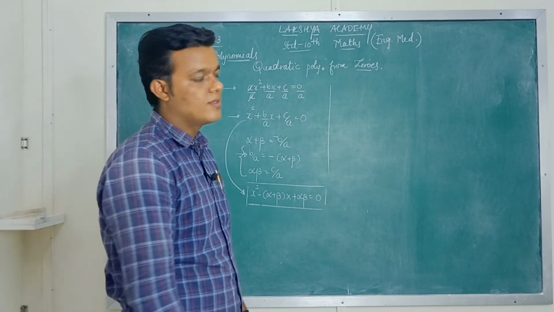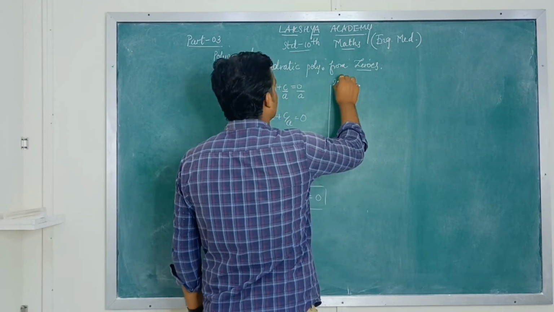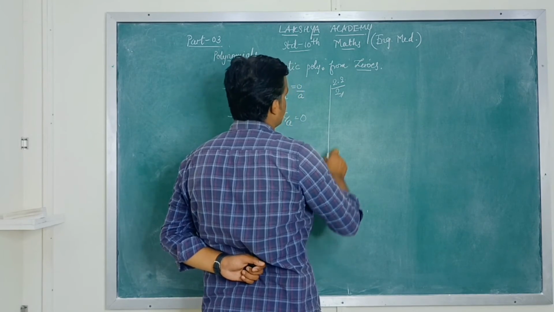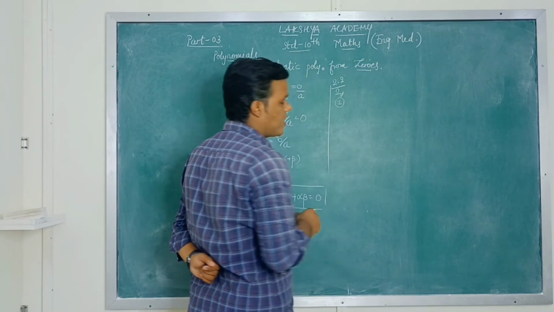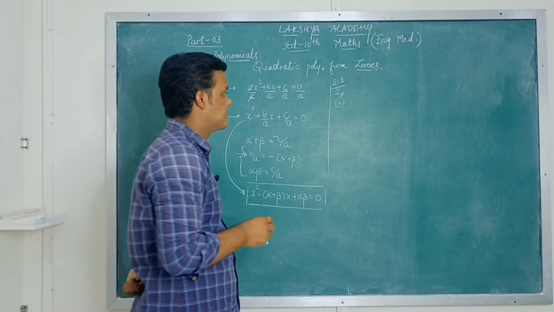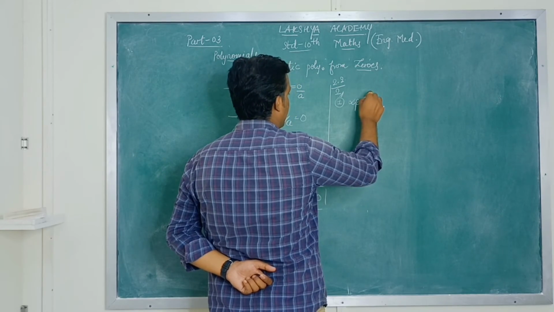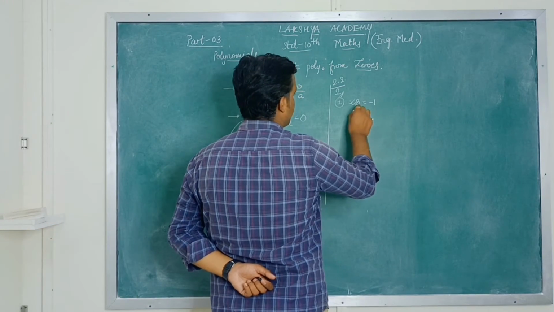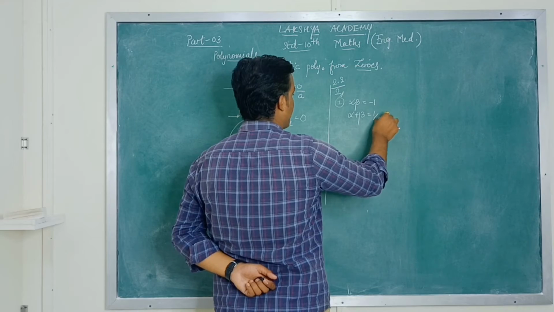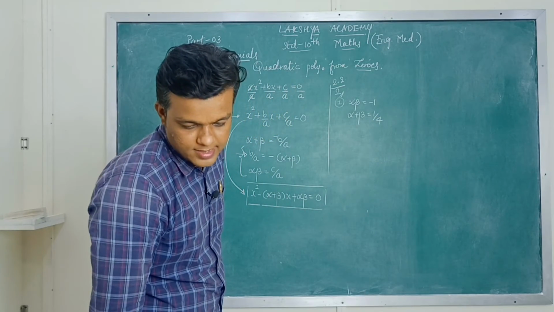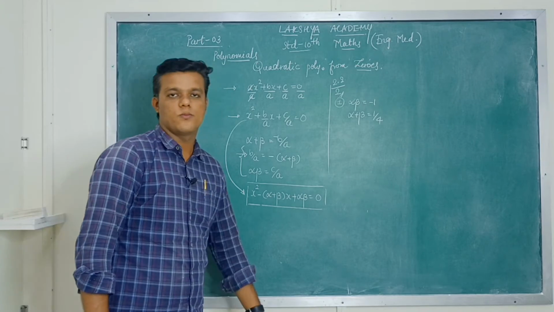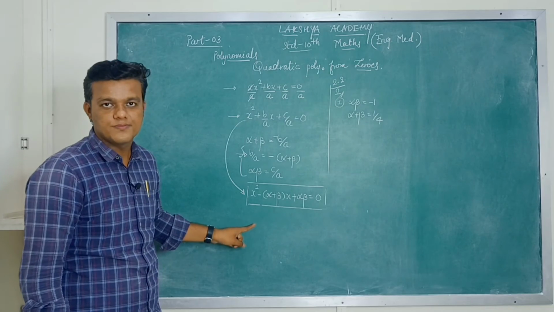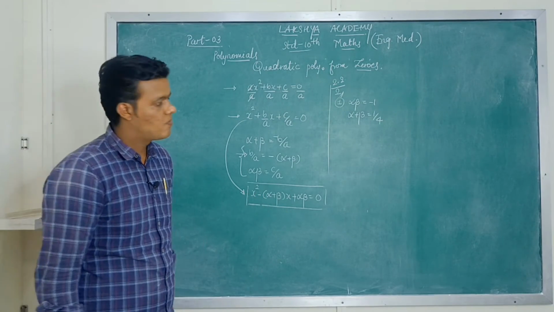The first one is in example 2, sub question 1, when alpha plus beta and alpha beta are given: alpha beta equals minus 1 and alpha plus beta equals 1 by 4, and they are asking to find the quadratic polynomial. Now what will we do? We will just replace these values in this equation, then we will get the quadratic polynomial.